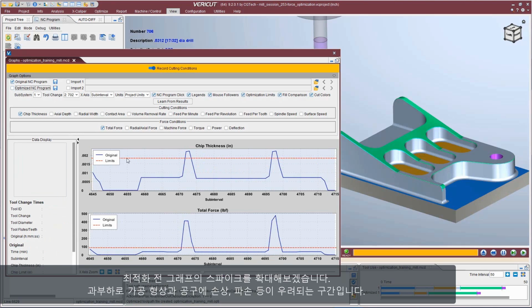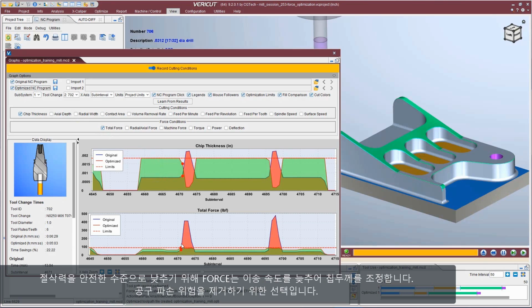Again, the original NC program shows these force spikes, and you'll notice out on a real part in the shop floor there'll be chatter marks. This could be where a tool had trouble and an operator had to dial the machine back with his override, or maybe even the tool got damaged with broken teeth or snapped off. These are all things that can happen with too much tool force.